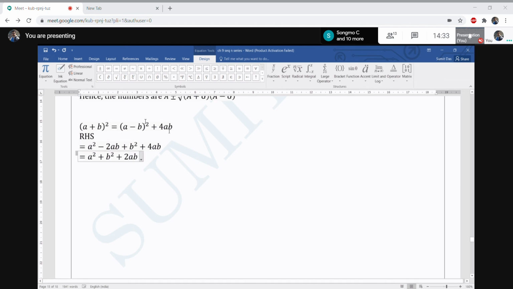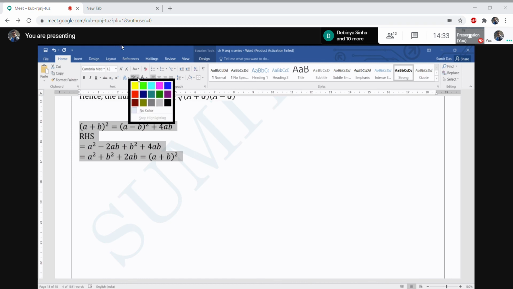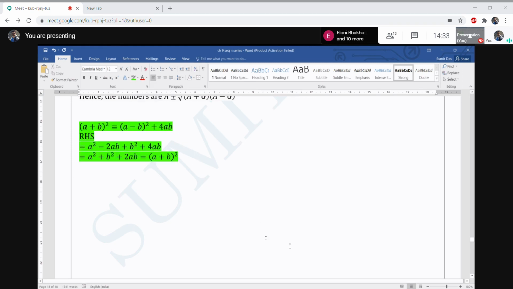Yes or no? Plus 4ab minus 2ab will be plus 2ab, right? And that is equal to a plus b, sorry, a plus b whole square. Okay, that was the extension of the formula. Some of you, many of you don't know.